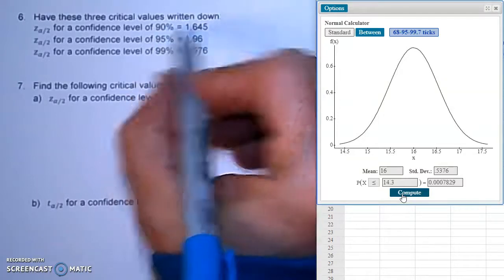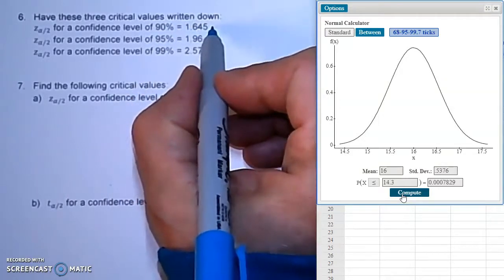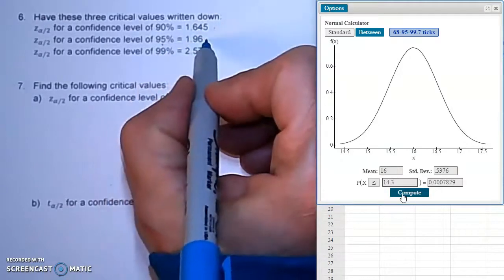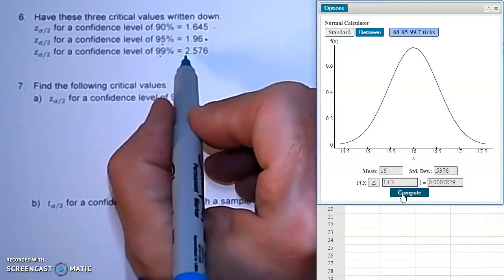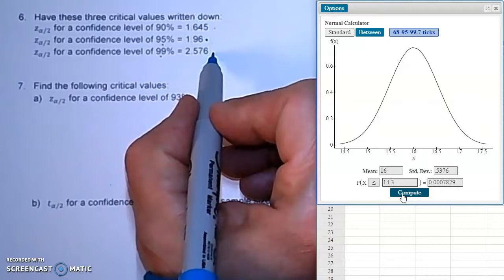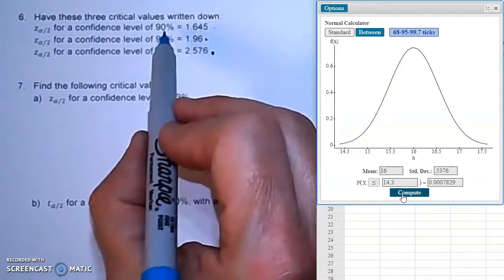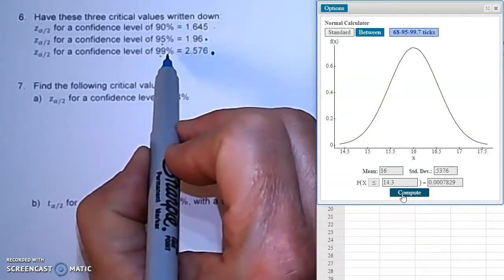Because for 90%, the critical value is always this one. For 95%, it's always 1.96. For 99%, it's always this one. That way, when you're taking your test, you don't have to go back and try to calculate these values.